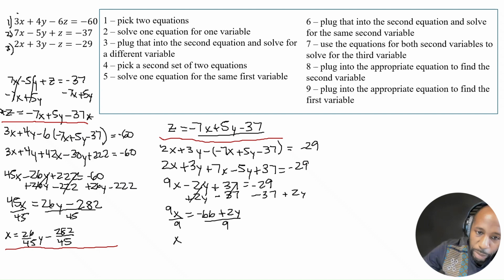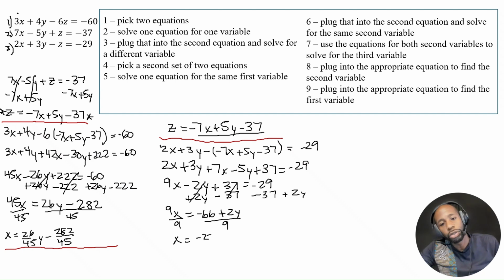X equals, we can simplify the negative 66 over 9 a little bit. 66 divided by 3, so that's going to be negative 22 over 3 plus 2 over 9y.